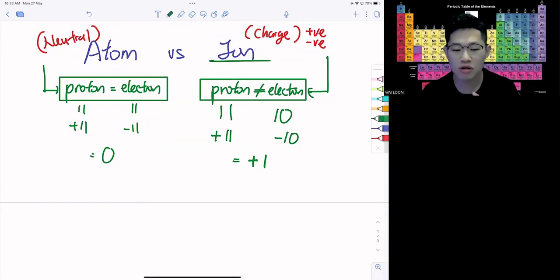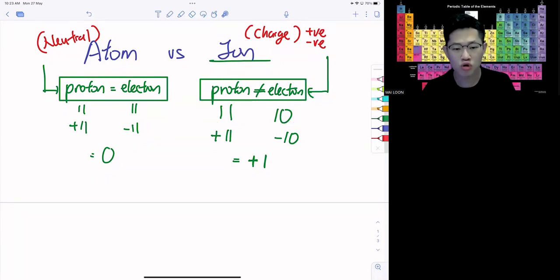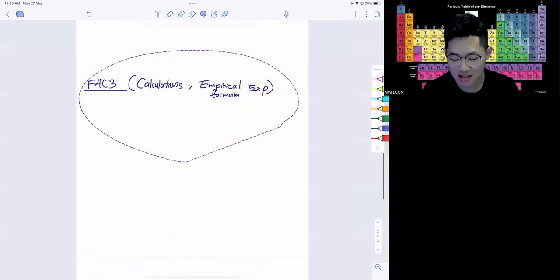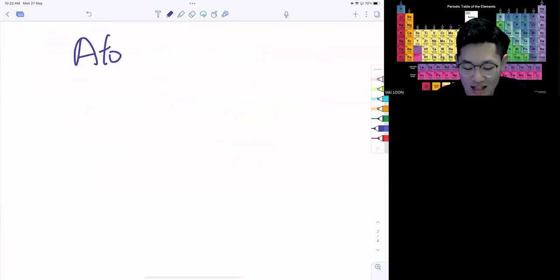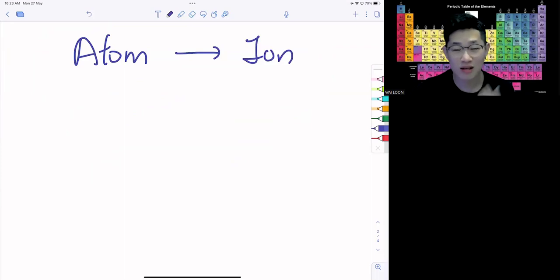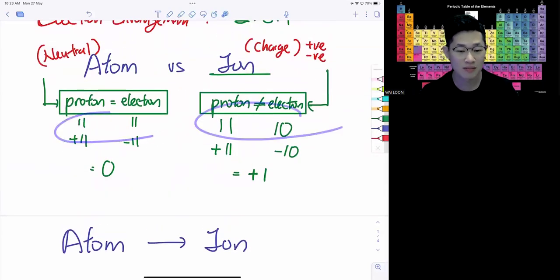And now, I'm going to tell you why the proton and electron will be different. What makes it to have a different proton or electron? Actually, the only thing that changes is when an atom, you have to know that atom can actually turn into an ion. That means ion actually comes from an atom. So this is why their proton and electron are always very similar.